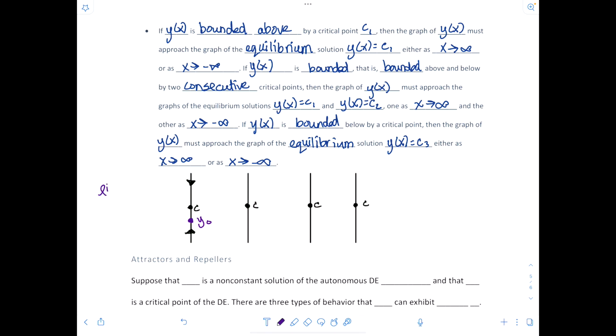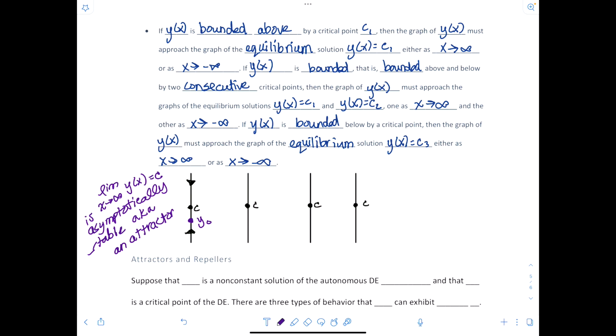So we can say that the limit as x approaches infinity of y of x equals C, asymptotically, is asymptotically stable because it's being pushed towards C. So that's also known as an attractor. So this is one of the first cases.